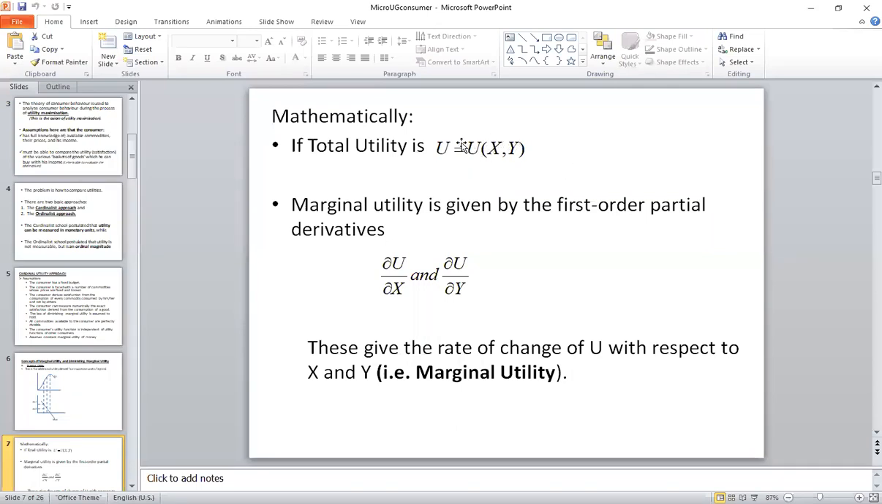Here, we assume that utility is a function of 2 commodities, X and Y. Of course, we assume 2 commodities for simplicity, but remember in the assumptions, we said that the consumer is faced with a variety of commodities. But now let's assume that the individual is faced with 2 commodities, X and Y. So his utility function is given by that mathematically.